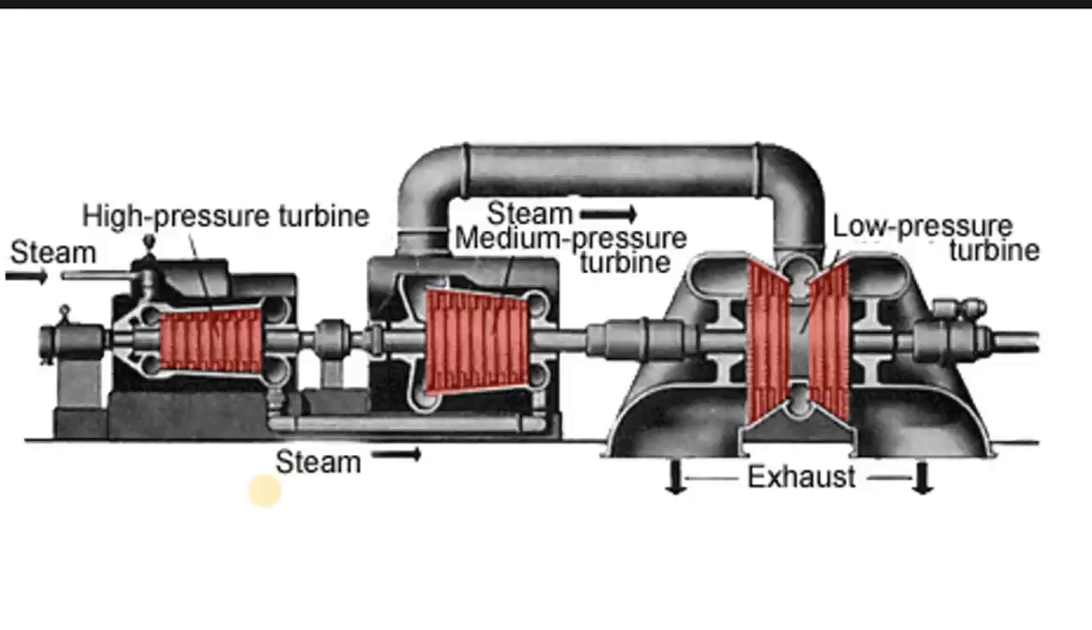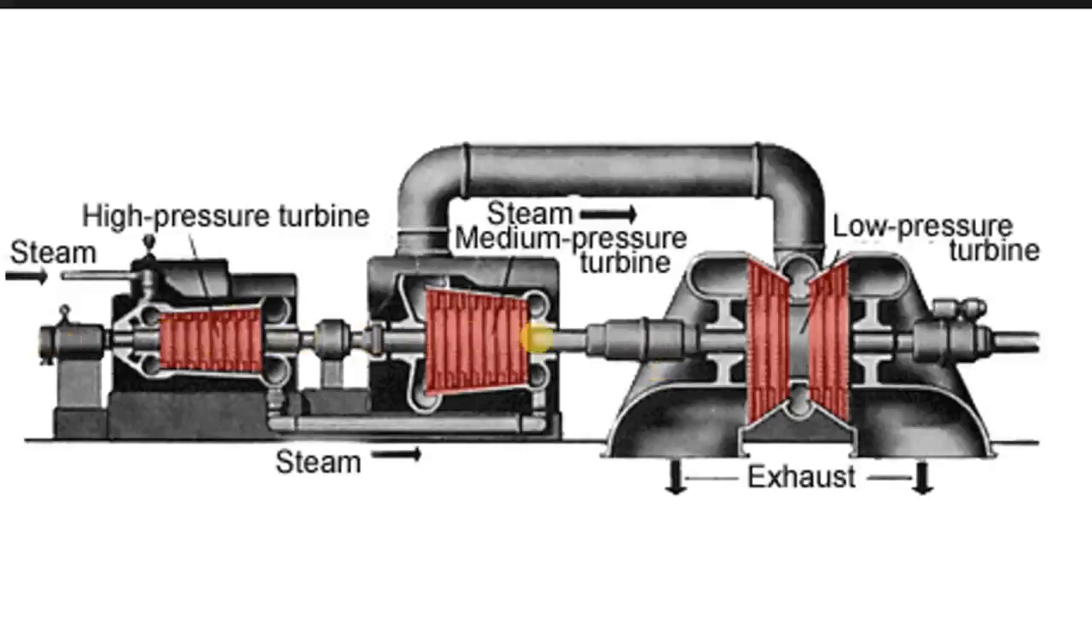Here you see a figure of a large steam power plant. The power plants which are used to produce power in megawatts, hundreds or thousands of megawatts. So in such power plants, the steam turbine is not just an impulse turbine, or just a reaction turbine, it is a combination of both.